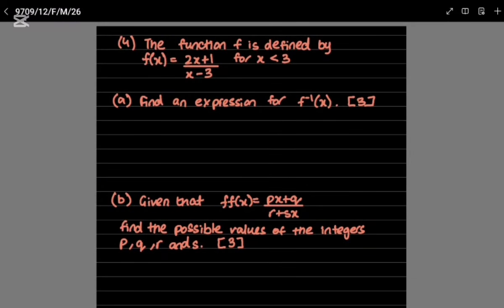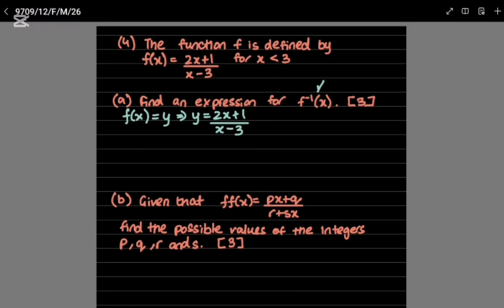Number 4, the function f is defined by f of x is equal to 2x plus 1 over x minus 3 for x is less than 3. Part A, find an expression for f inverse of x. Now, f of x is basically just y. So we can write it y is equal to 2x plus 1 over x minus 3.